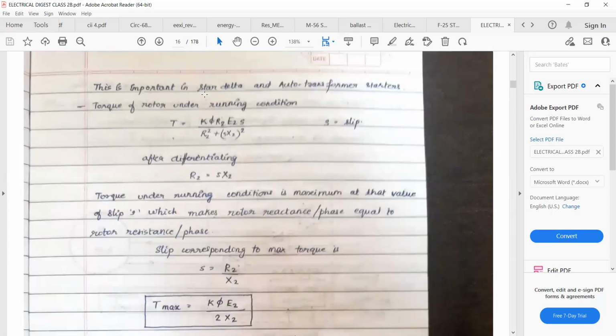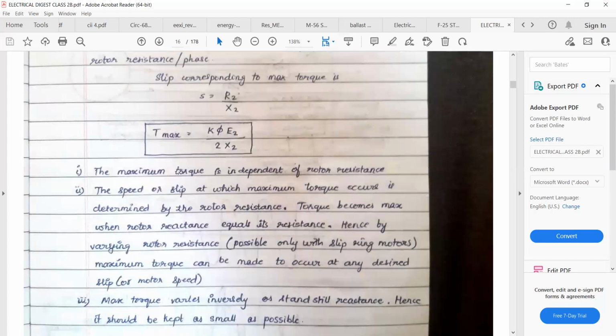This is important in star delta and auto transformer. The torque of the rotor under running condition is this much. The torque under running condition is maximum at the value of the slip which makes the rotor reactance per phase equal to the rotor resistance per phase. The maximum torque is independent of the rotor resistance. The speed or the slip at which the maximum torque occurs is determined by the rotor resistance.